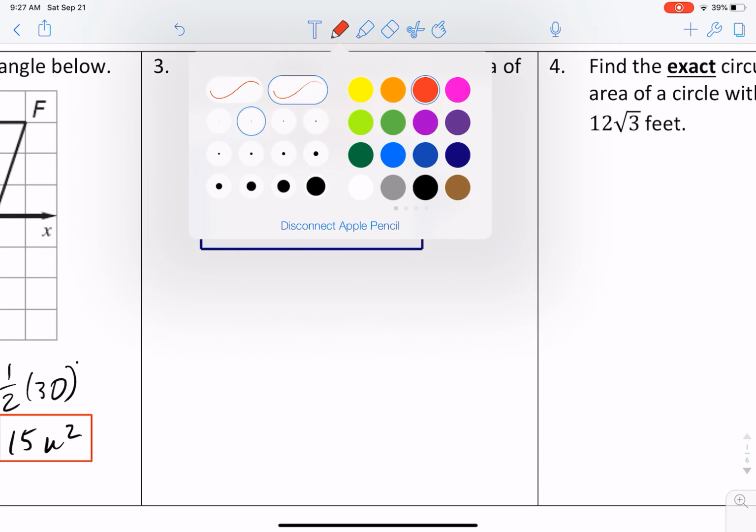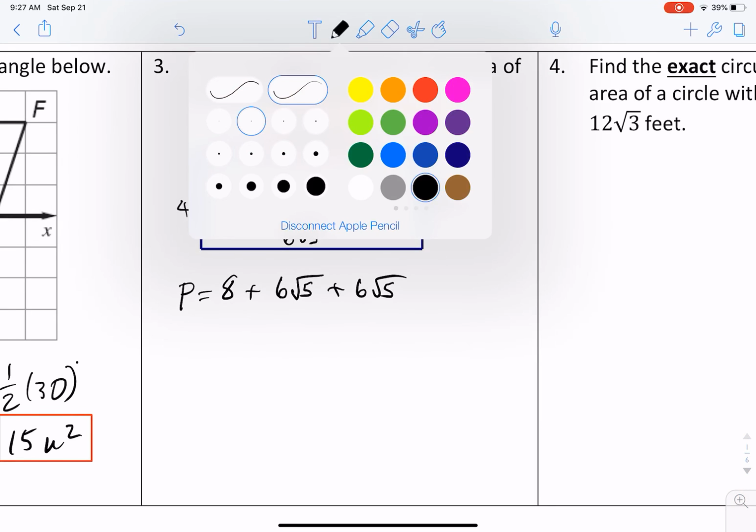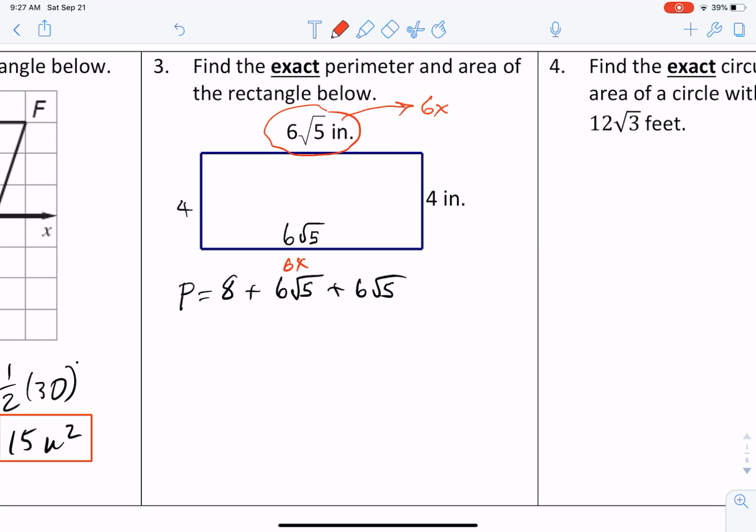Okay, so if I want the perimeter, I know I've got 2 of these 4s. So 4 and 4 is 8. And then we've got 2 of these 6 square roots of 5. I'm just going to write them down here so we can see what's happening with each of these irrational numbers. So as I mentioned, we're going to treat this as if it's a 6x and a 6x.